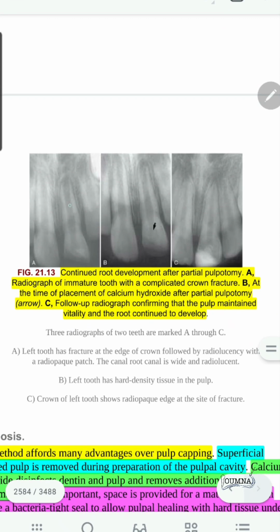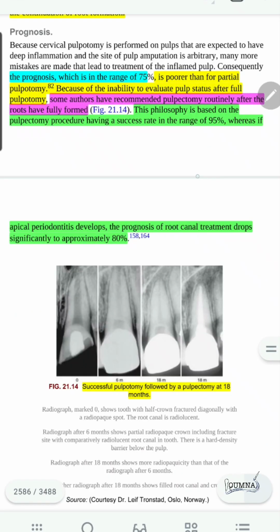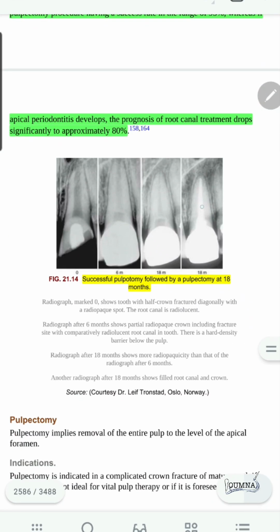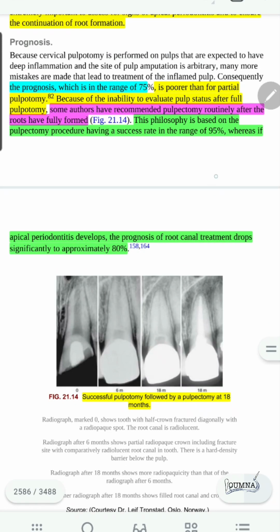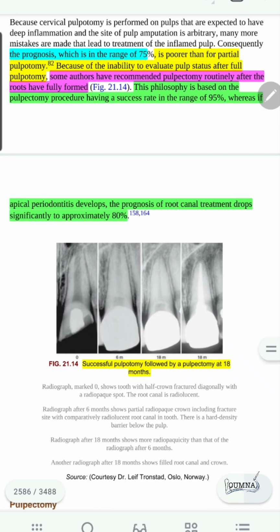Doing this procedure can also enhance the growth of the apex. There's a philosophy that says after we do the pulpotomy and the tooth continues its development and there is an apex closure, we do a full pulpectomy and remove the whole pulp, and this happens after 18 months when the apex has closed. Their evidence is that the pulpotomy procedure has a success rate in the range of 95% before necrosis. But if we leave the tooth and it becomes necrotic, then we do the full pulpectomy, and the success rate decreases to 80%. This is their evidence. It's an opinion.